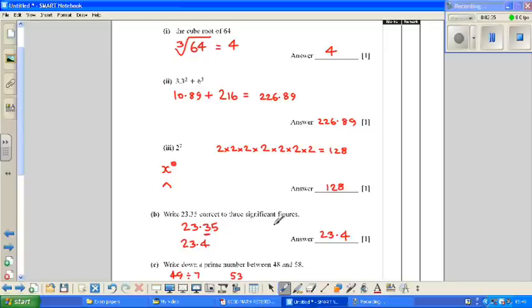23.35, correct to 3 significant figures. So there's the number 23.35. The first significant figure is the first number that isn't a 0, so that's the 2. We don't want it. We want the third significant figure.